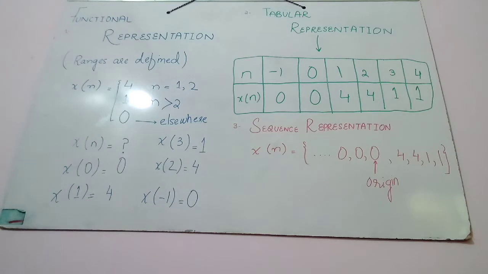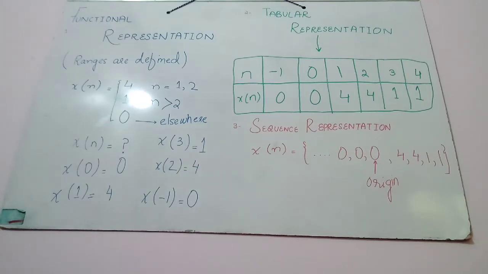x[3]. It means the value of n here is 3 and 3 is definitely greater than 2. So x[3] is equal to 1. x[2], because the assigned value of n is here 2 and for every value of n equal to 1 or 2, the answer is 4. So you are having the 4 as the answer.